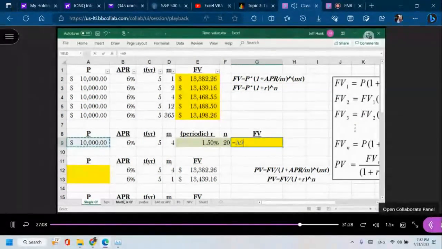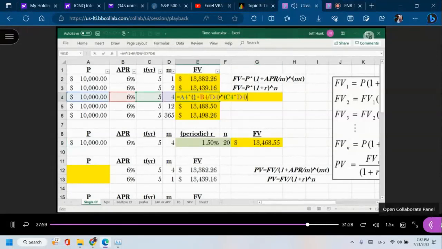So future value is P times 1 plus R, not this one, because the periodic rate is already found. So all you need to do is simply raise that to N and check it. Check if this is the same thing as this. Yes, of course. This is when the compounding is quarterly. So what's the difference here? There isn't.